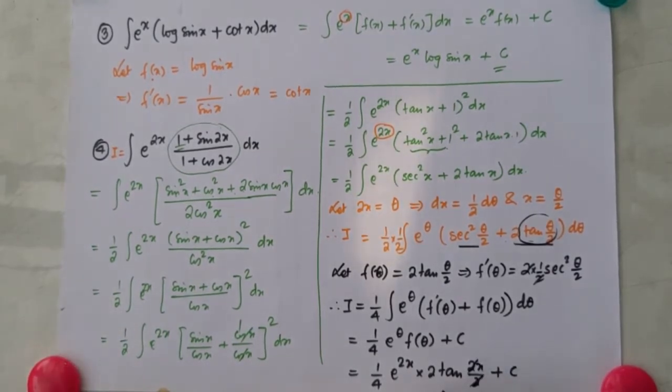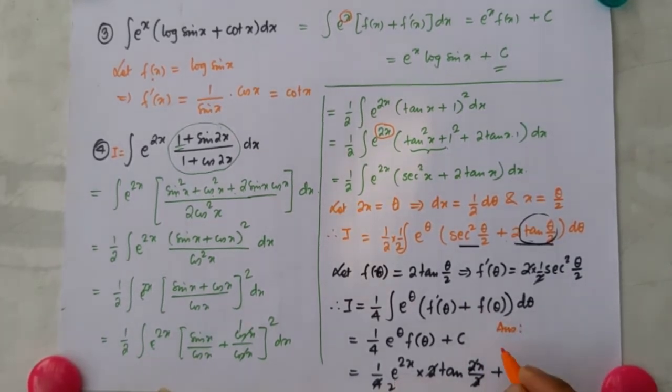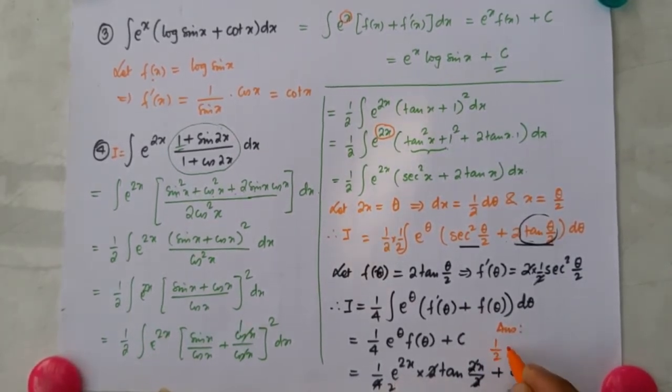So this and this get cancelled, so this and this also get cancelled, so your final answer for this will be, how much is this? Half e to the power 2x, this is just tan x, isn't it, with constant of integration. So you may pause the video and note it down.